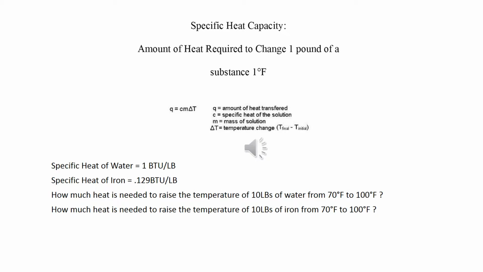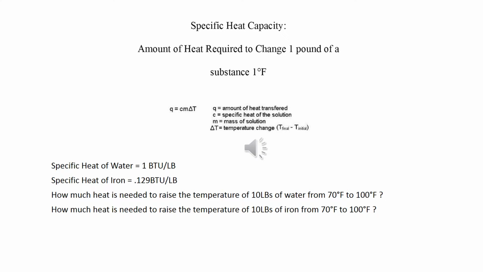All substances have a specific heat capacity. The definition of specific heat is the amount of heat required to change 1 pound of a substance 1 degree Fahrenheit. If you notice, the definition is very similar to the definition of a BTU. The difference is a BTU is about water. Specific heat capacity is about a specific substance. It takes exactly 1 BTU to change the temperature of 1 pound of water 1 degree Fahrenheit. So the specific heat of water is 1 BTU per pound.